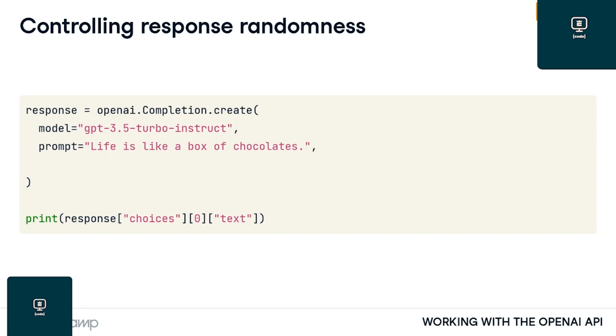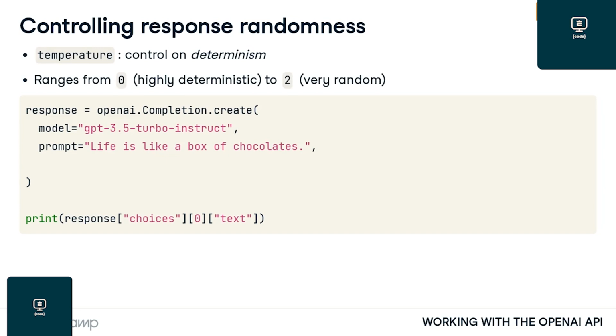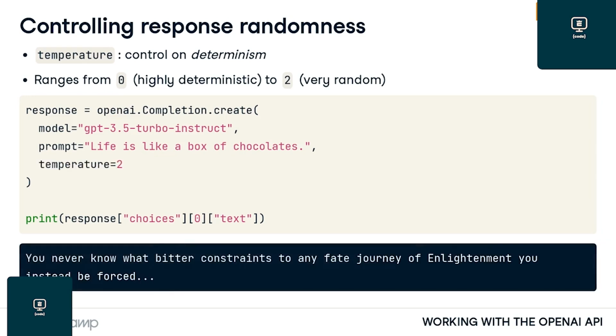However, we would like the model to be flexible to different inputs, so there's often a trade-off in the amount of randomness. We can control the amount of randomness in the response using the temperature parameter. Temperature is set to 1 by default, but can range from 0 to 2, where 0 is almost entirely deterministic and 2 is extremely random. If we add a temperature of 2 here, we can see the model completes the prompt by putting its own bizarre spin on Forrest Gump's famous quote.